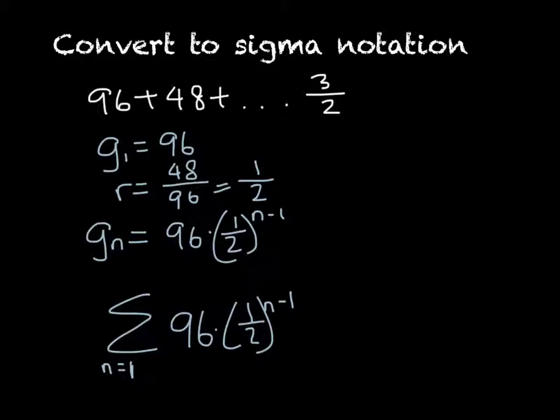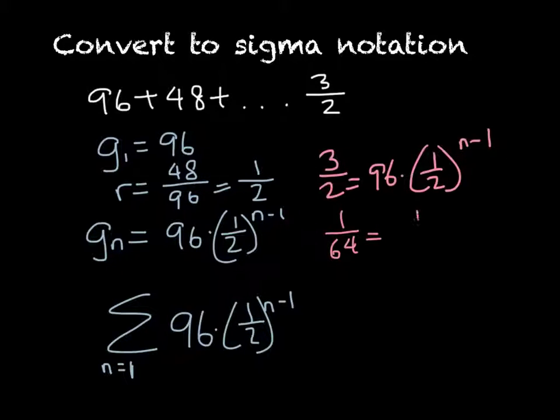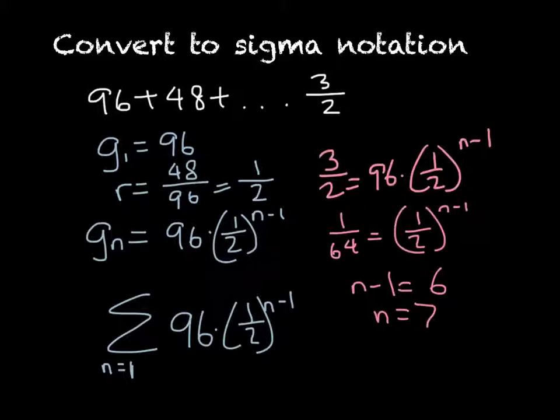And now we need to find out what n corresponds to 3 over 2. And the way we do that is we can plug that into our formula. So 3 over 2 equals 96 times 1/2 to the power of n minus 1. So 1 over 64 equals 1/2 to the power of n minus 1. N minus 1 then equals 6, or n equals 7. So now we can just take the 7 and plug it into our sigma, and we're done.